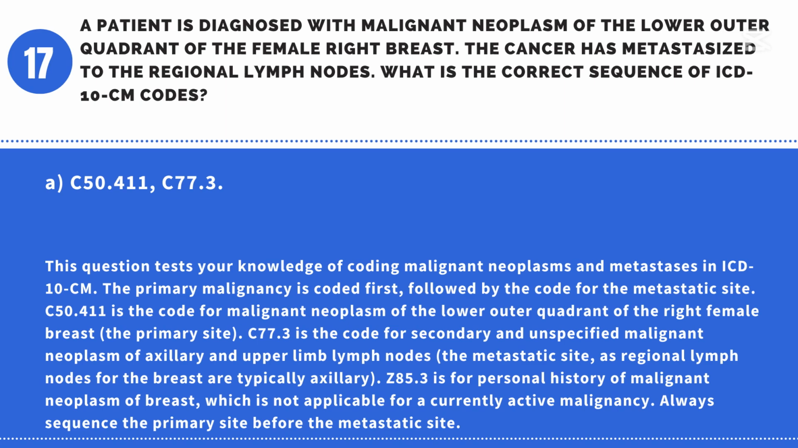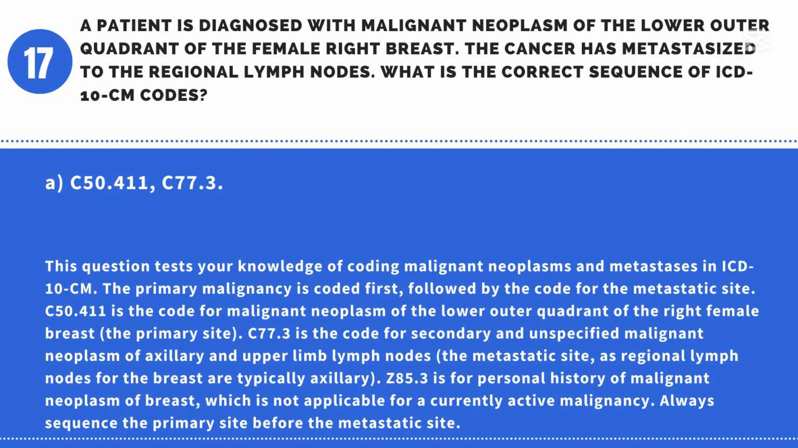Answer: A. C50.411, C77.3. This question tests your knowledge of coding malignant neoplasms and metastases in ICD-10-CM. The primary malignancy is coded first, followed by the code for the metastatic site. C50.411 is the code for malignant neoplasm of the lower outer quadrant of the right female breast, the primary site. C77.3 is the code for secondary and unspecified malignant neoplasm of axillary and upper limb lymph nodes, the metastatic site, as regional lymph nodes for the breast are typically axillary.